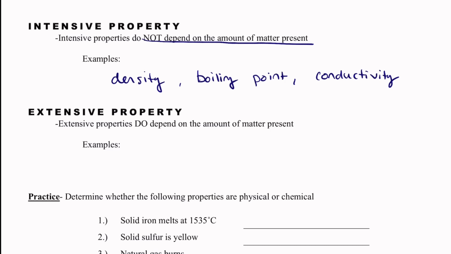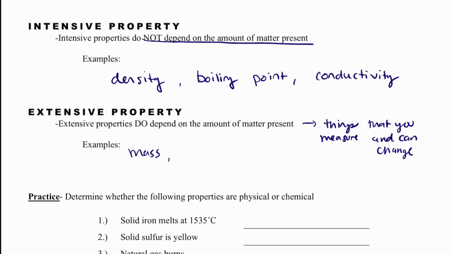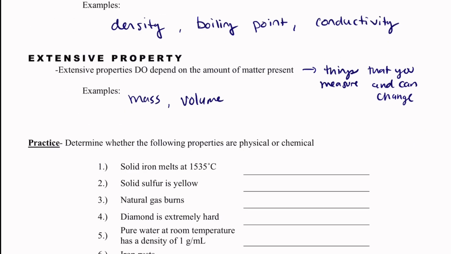Extensive properties are things that you can measure and that change. Okay, this would be something like mass. We have different masses for different compounds. Volume. Okay, whether you have a big sample or a small sample, the volume might change.